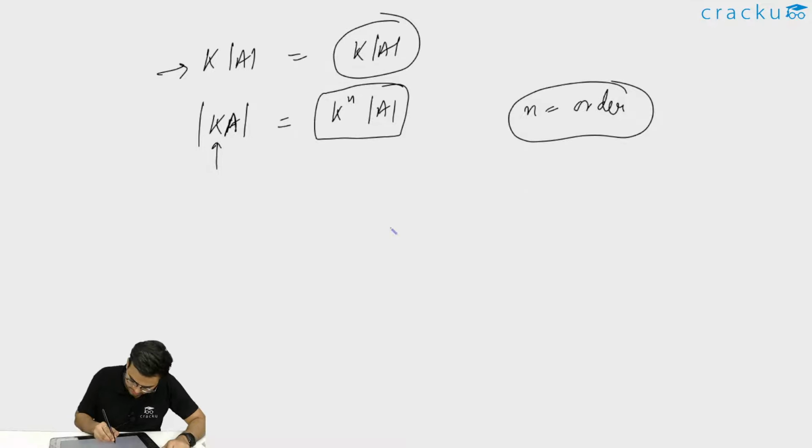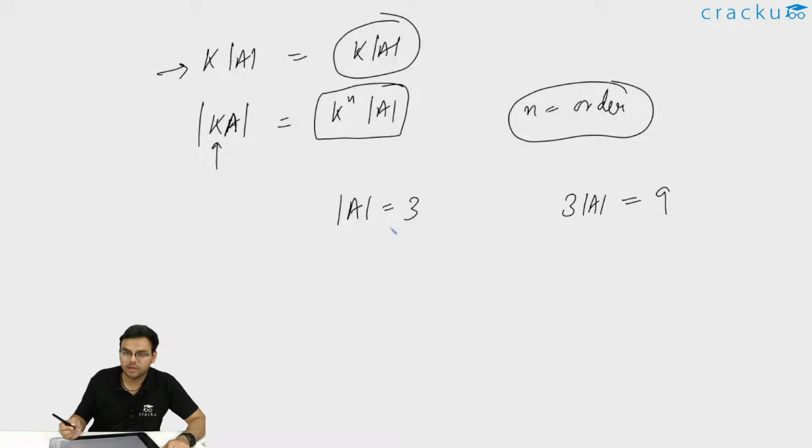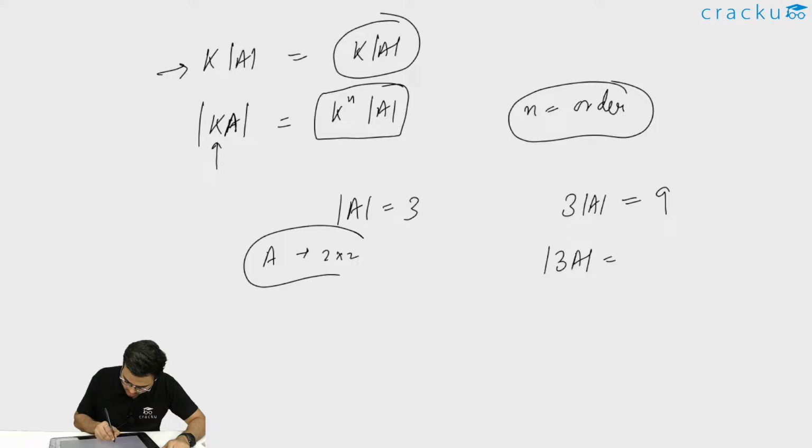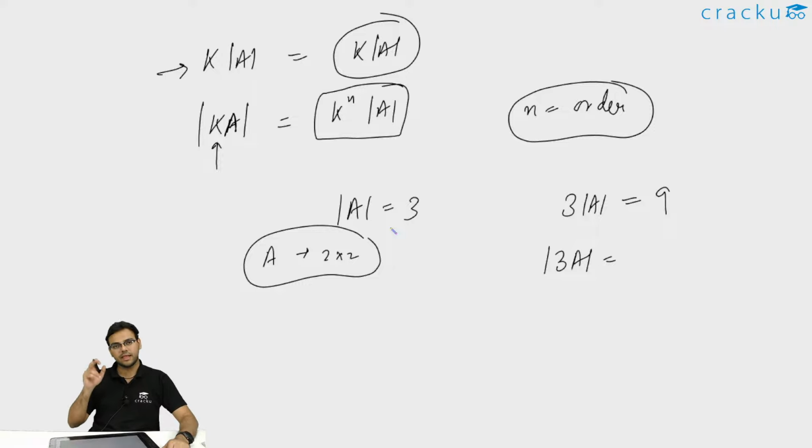Let's say determinant of A is 3. So 3 times determinant of A will be 9. But determinant of 3A will be, if A, let's say, is a 2 cross 2 matrix, so n is equal to 2. So for determinant of 3A, when the matrix A is multiplied by 3, all the elements are multiplied by 3.